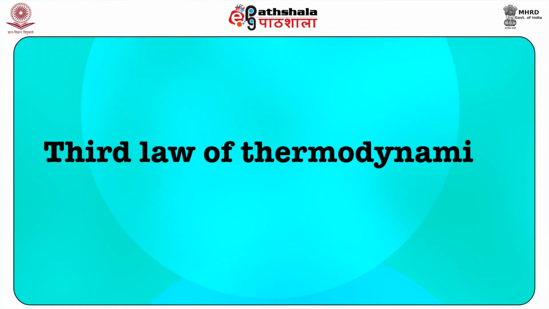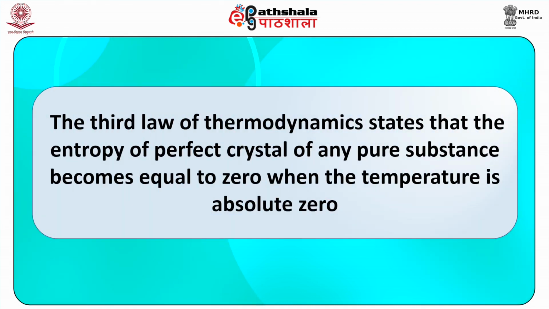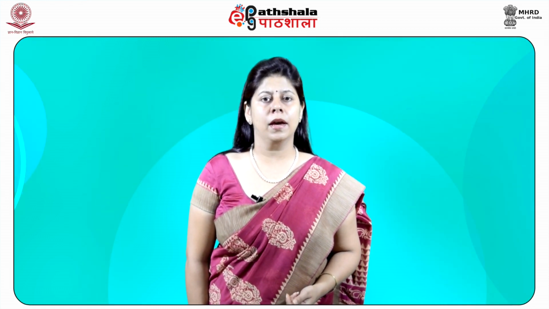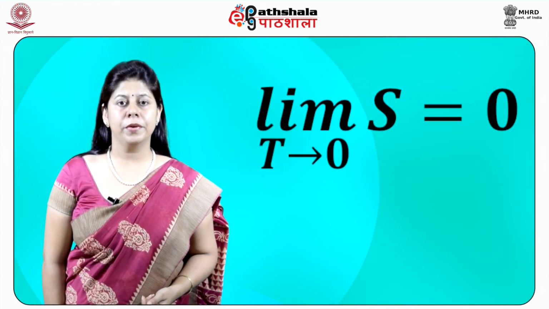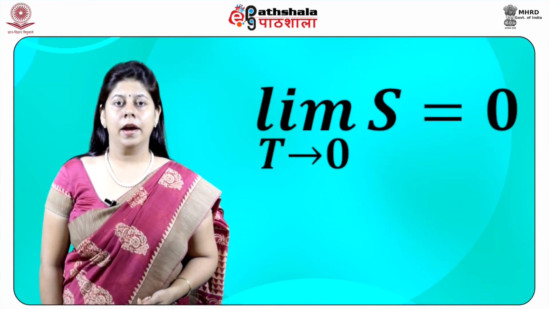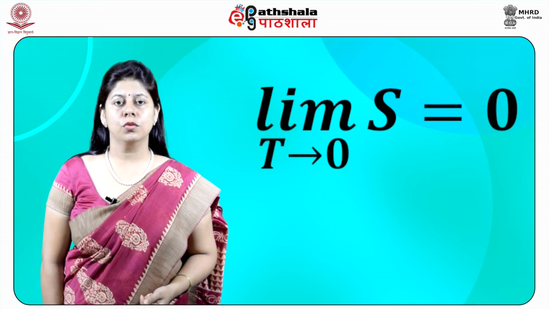Now we'll see the third law of thermodynamics. The third law of thermodynamics states that the entropy of a perfect crystal of any pure substance becomes equal to zero when the temperature is absolute zero. At this zero temperature, the system must be in a state possessing minimum thermal energy. This holds only when the system has one state with minimum energy. Thus, at absolute zero temperature, the state is of perfect order, that is, zero disorder and hence zero entropy. Therefore, when temperature becomes zero, S = 0.